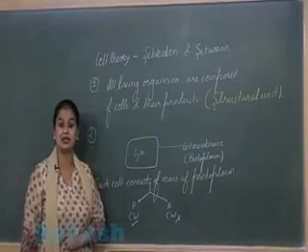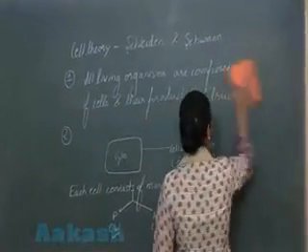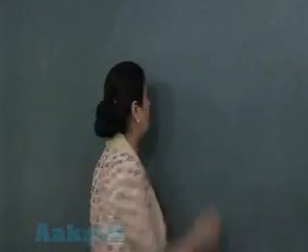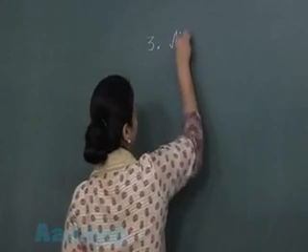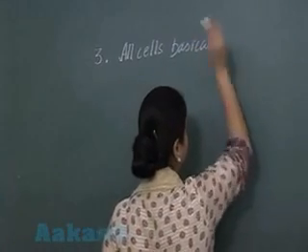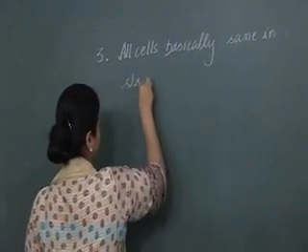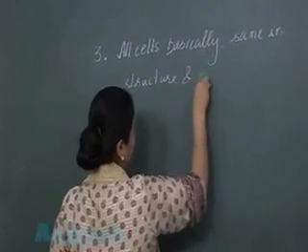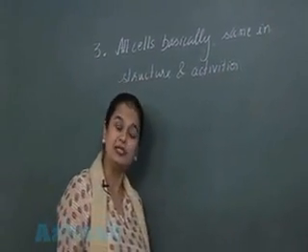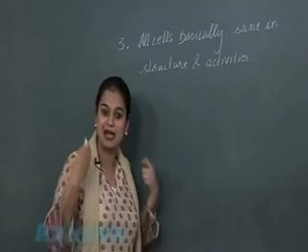Now according to this cell theory, the basic structure of all these cells and the activities occurring inside all these cells, they are similar. That's the next point of the cell theory. Yes, so what is the next point? That all cells are basically similar in structure as well as activities.